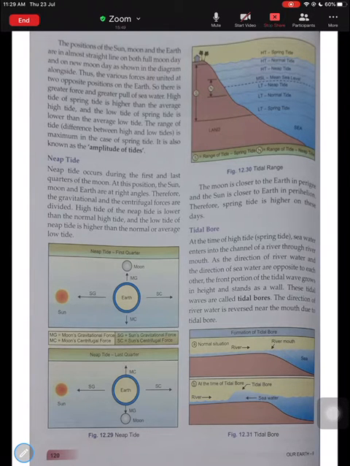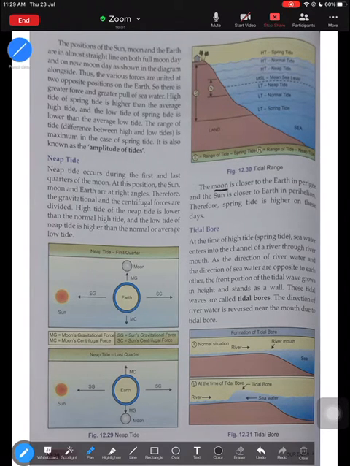But the sun, since it's far away, the gravitational pull is not that much. That's why the high tide of neap tide is very weak. Okay, so that is what we've underlined. Now, a few terms here. The moon is closer to the earth.